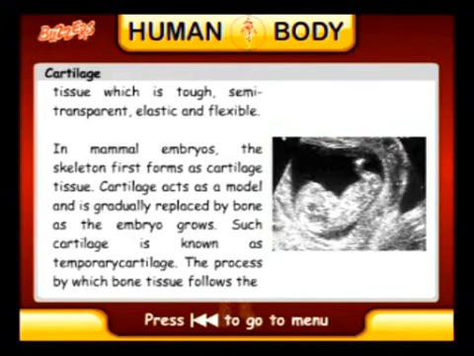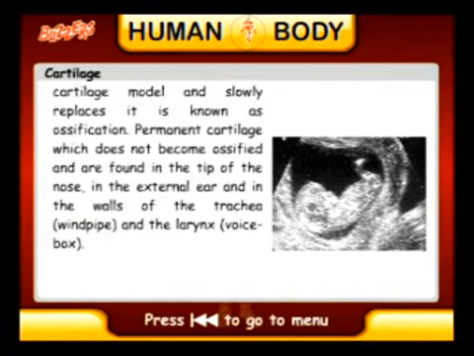In mammal embryos, the skeleton first forms as cartilage tissue. Cartilage acts as a model and is gradually replaced by bone as the embryo grows. Such cartilage is known as temporary cartilage. The process by which bone tissue follows the cartilage model and slowly replaces it is known as ossification. Permanent cartilage, which does not become ossified, is found in the tip of the nose, in the external ear, and in the walls of the trachea, windpipe, and the larynx, voice box.